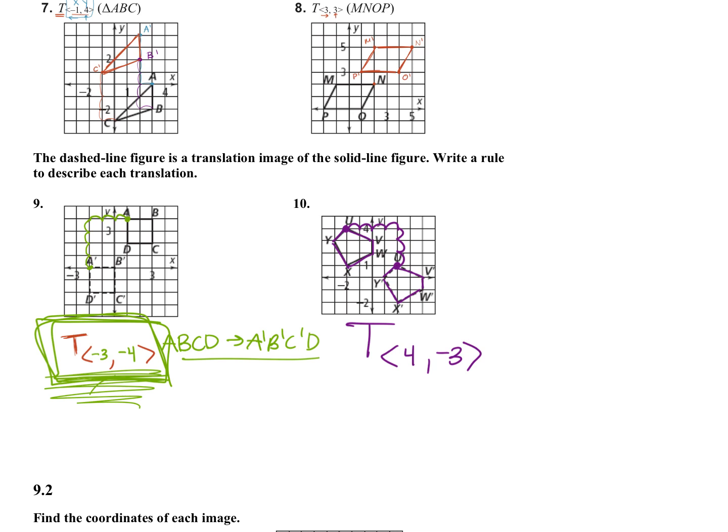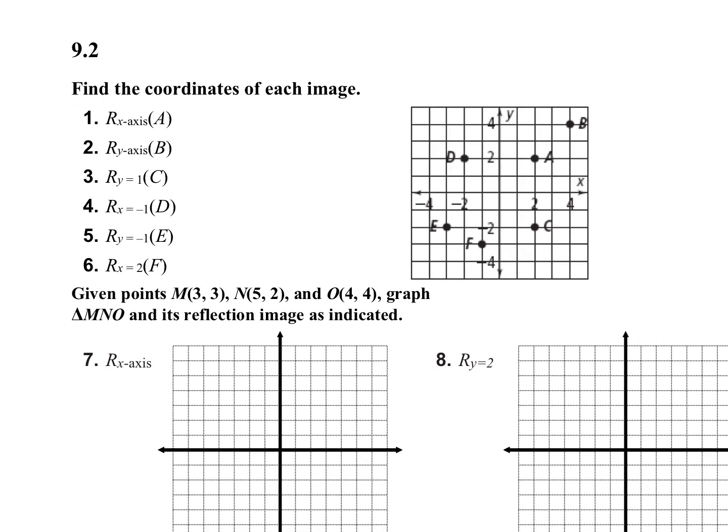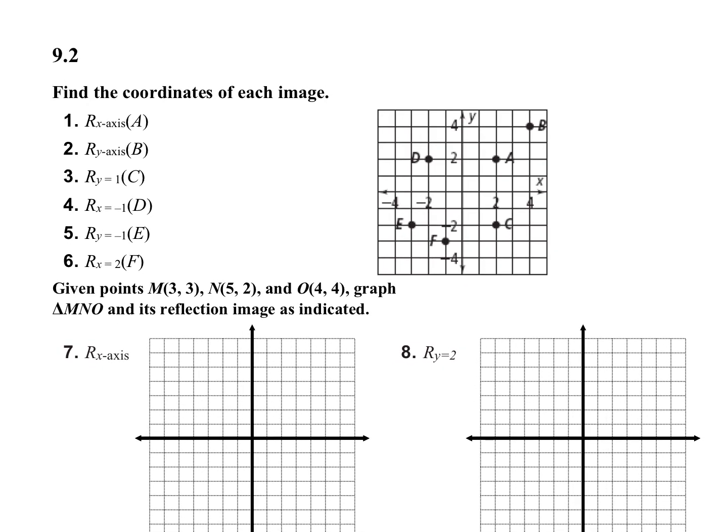All right. Any questions on translations? That's the first thing we did. All right, let's move to reflections. So this says find the coordinates of each image. So is that just brackets with the coordinates?